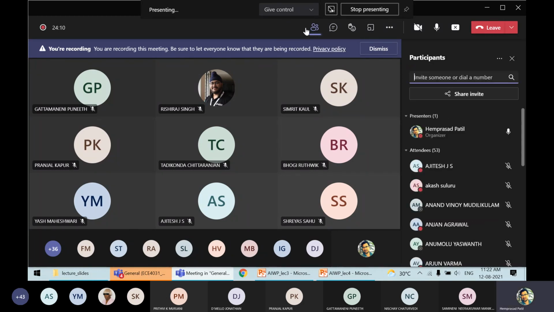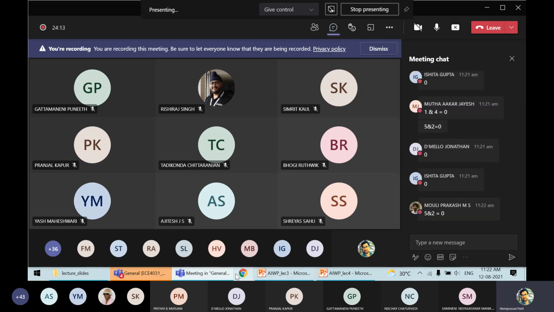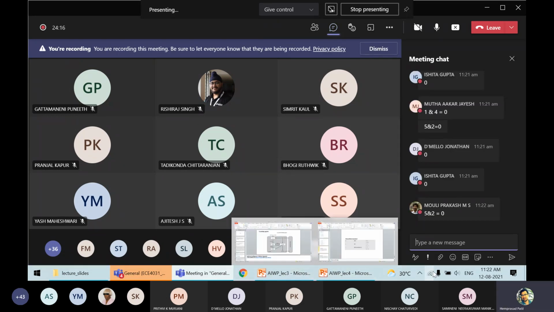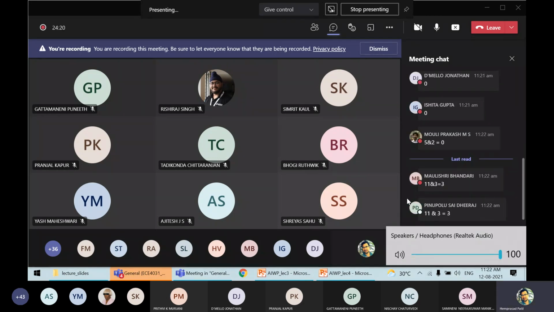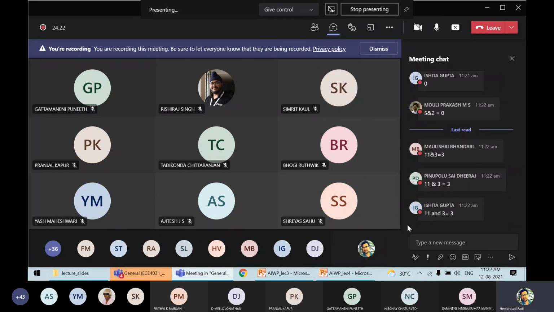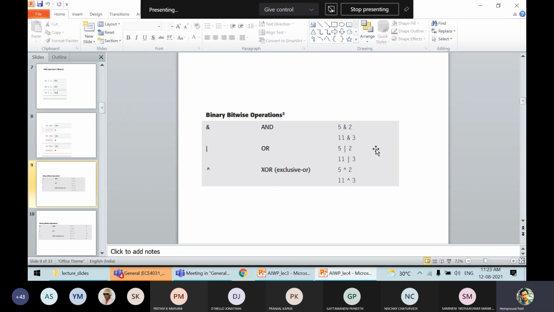53 students are attending this lecture. I expect answers from everyone. Be quick. If you have doubt, you can ask it. Try to solve it over some page and then you can answer.